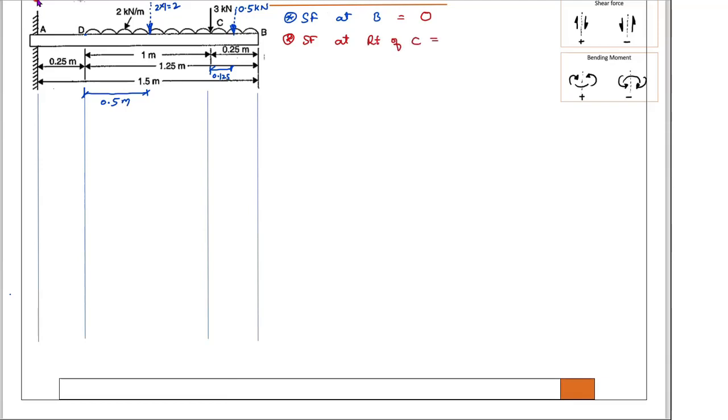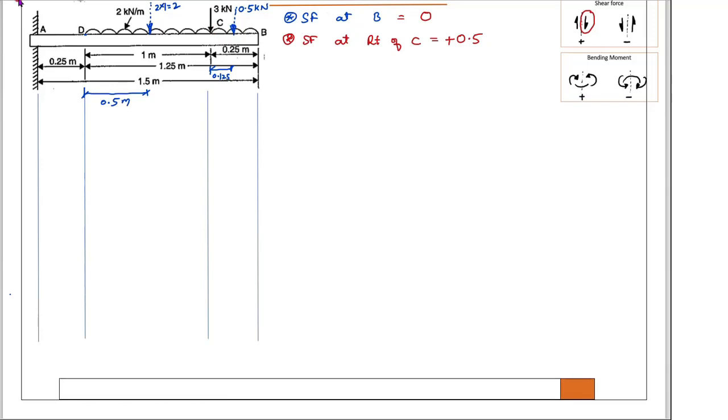Shear force at right of C means this one. Then observations are made on the right side. Then what forces are you seeing? Is there any vertical force? Yes, 0.5 is the vertical force. This 0.5 resembles this notation. Therefore, that is a positive 0.5. At C, the right side is over.